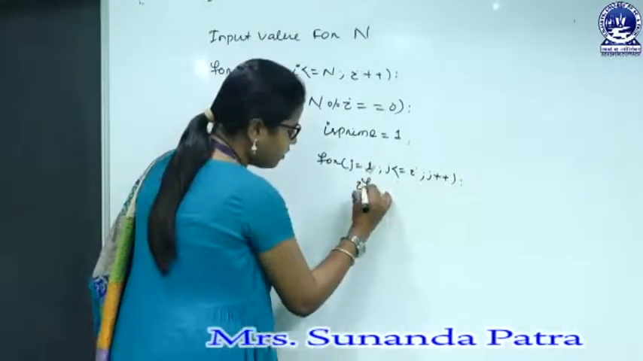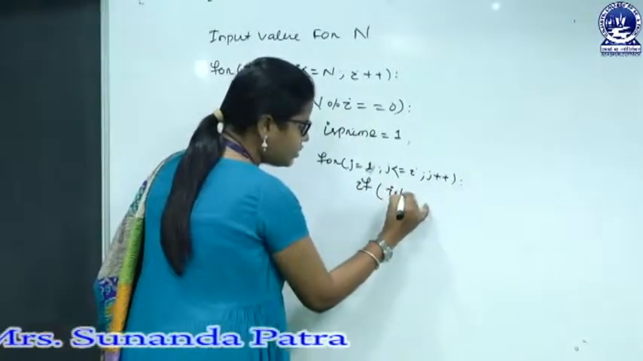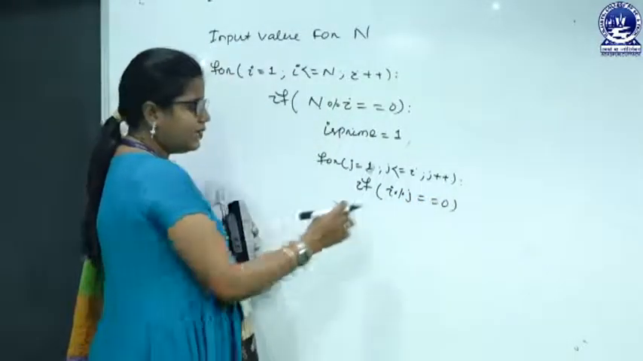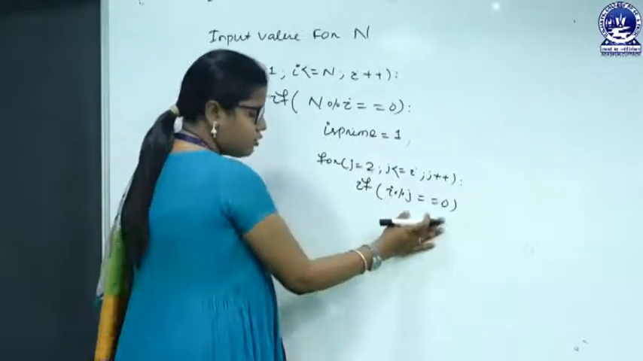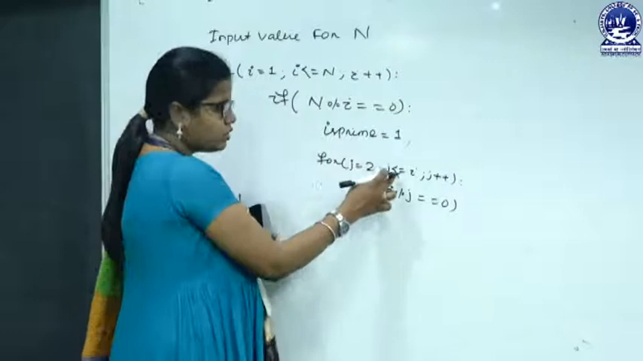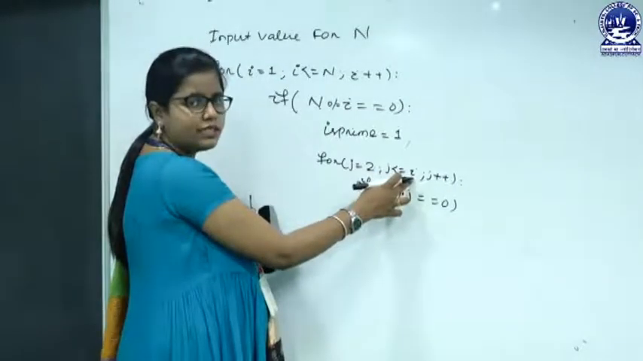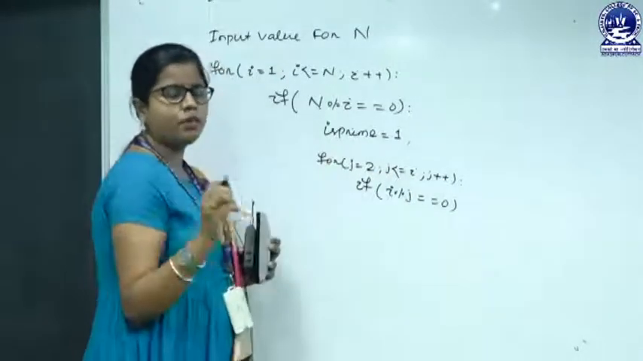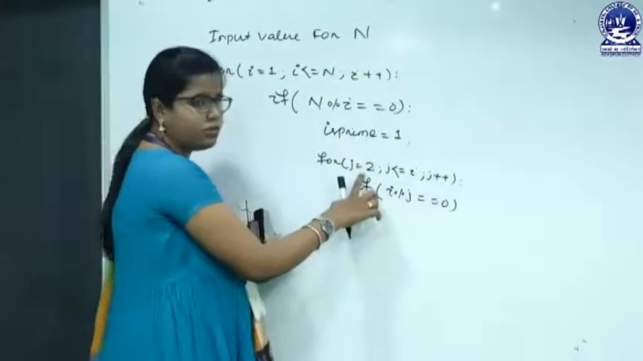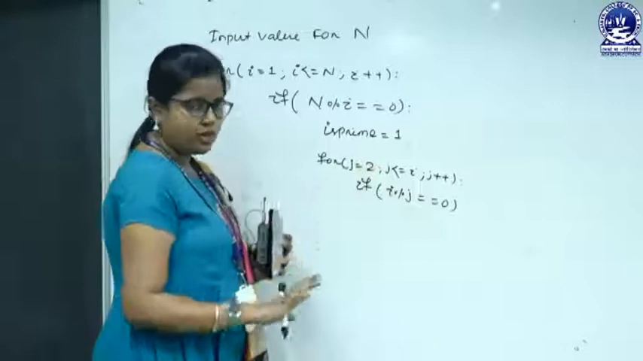So if I modulo j equals to 0, here we are starting j equals to 2. So j less than I. So 1 is actually the common factor of each and every number. So we are skipping the 1. J will be 2, j less than equals to I.